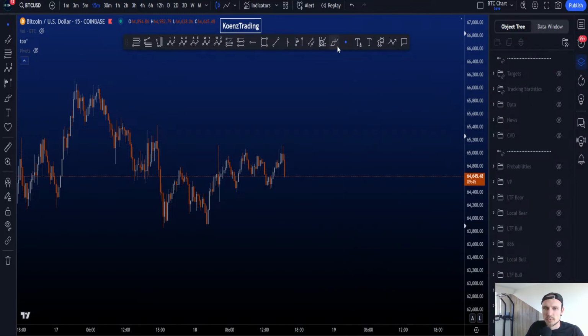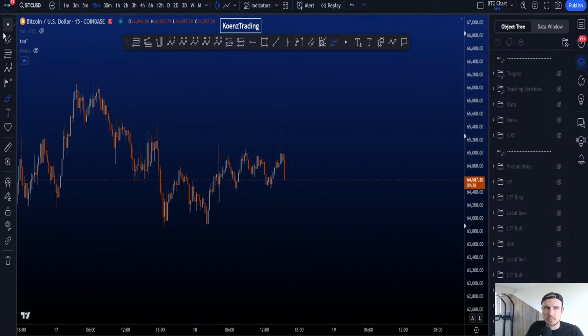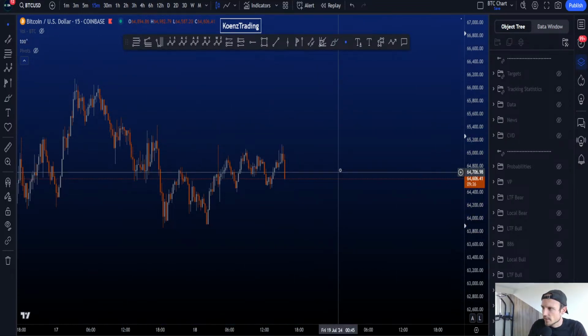So, of course, price never has to go down in a straight line, yeah? But sooner or later, probabilities would be higher for price to take out that low.